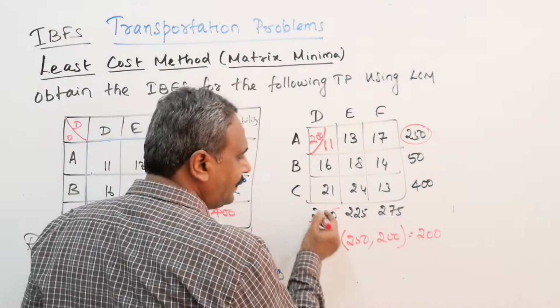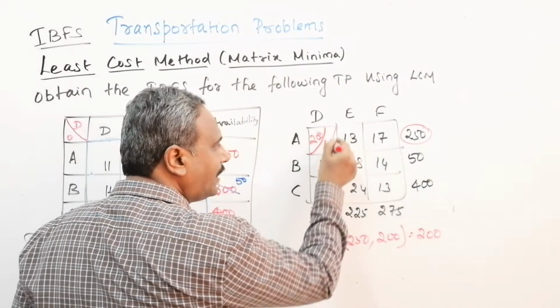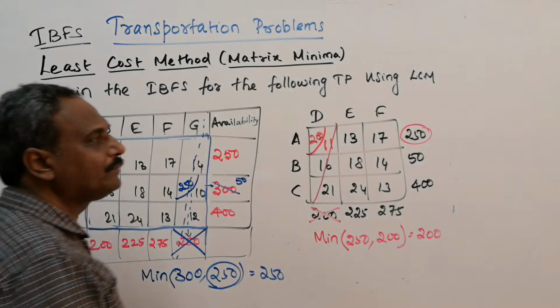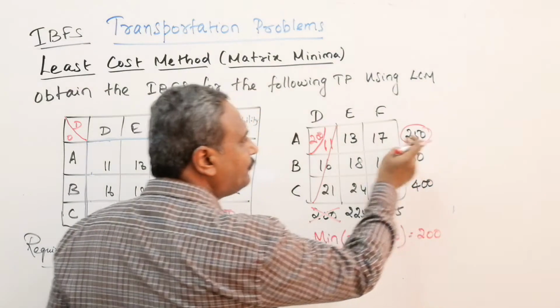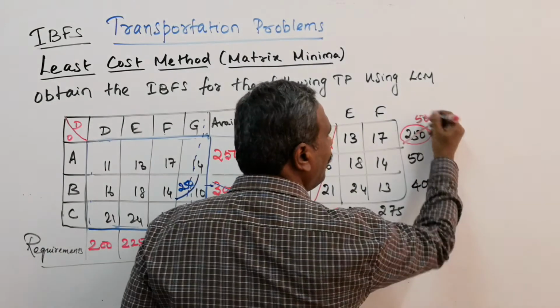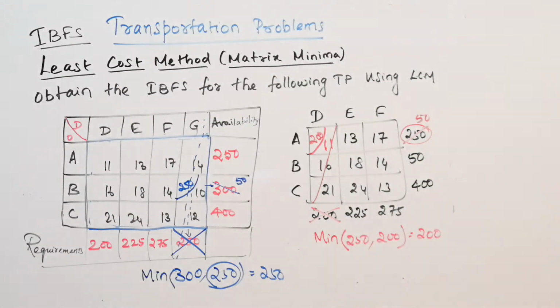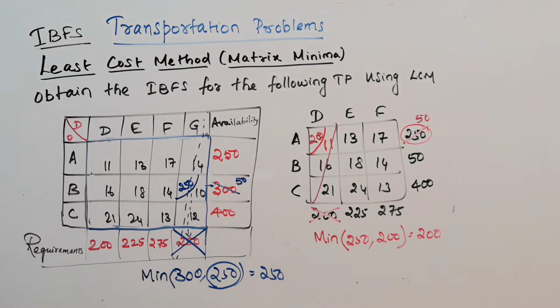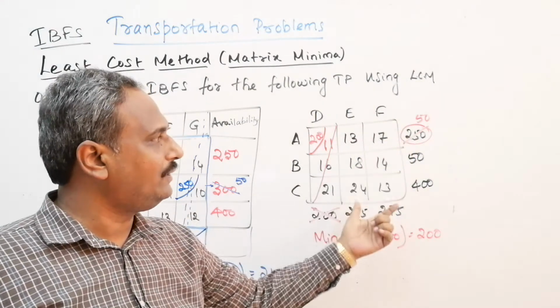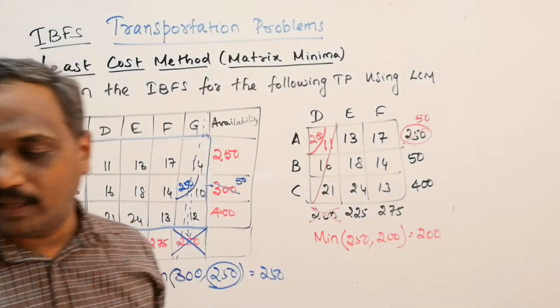So here what will happen? The 200 is cancelled. That means my allocation for D is finished. From 250 we have allotted 200, so the remaining quantity will be only 50. Now we are going to proceed with the same idea to the next value.